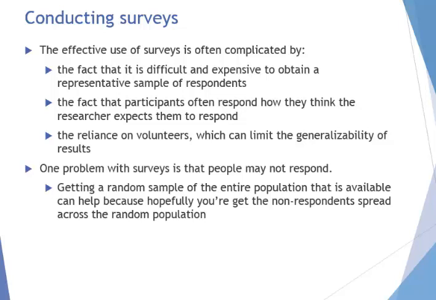But you want to be as random as possible, and you want to grab as much of a cross section of the population as possible. Participants often respond how they think the researcher expects them to respond, which we discussed, and of course reliance on volunteers can limit the generalizability of results.